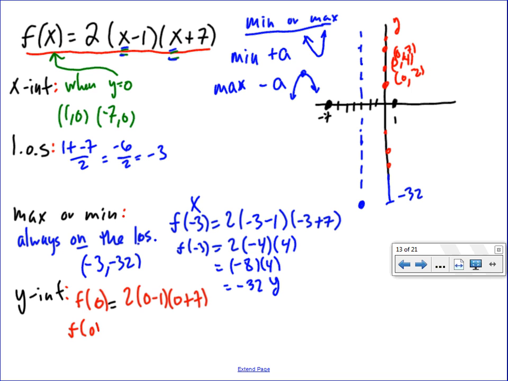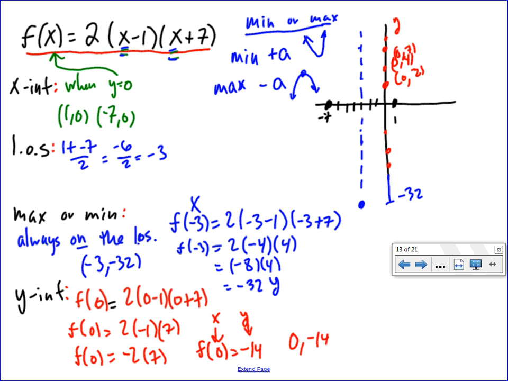So f of 0 is 2 times negative 1 times 7. f of 0 then equals 2 times negative 1 is negative 2 times 7. So f of 0 equals negative 14. As a coordinate, this is your x, this is your y. 0, comma, negative 14. And then I look at my graph. Does that make sense? Well, if that's negative 32, not exactly halfway, but about halfway up, we'll say that's our negative 14.